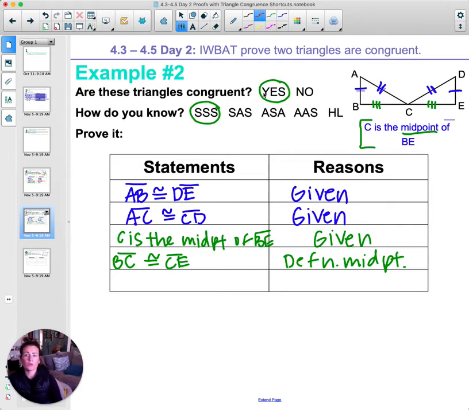Then we were able to say that the triangles were congruent because now we have all of that on the picture. So triangle ABC is congruent to triangle DEC. And then how do we know that? Because all 3 sets of sides are congruent.